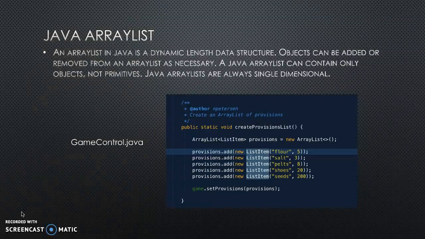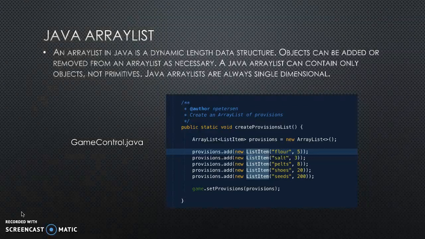And an array list. A Java array list is a dynamic length data structure. Objects can be added to or removed from an array list as necessary. A Java array list can contain only objects, and it cannot contain primitive data types. Java array lists are always single dimensional, so it's always just a list of objects, basically.